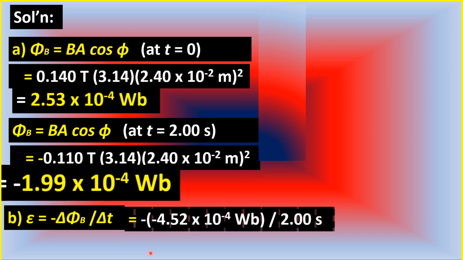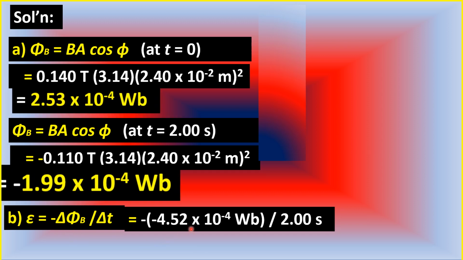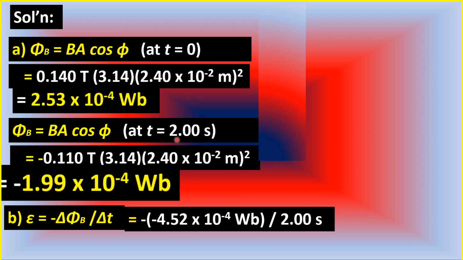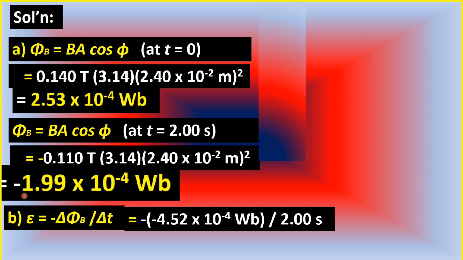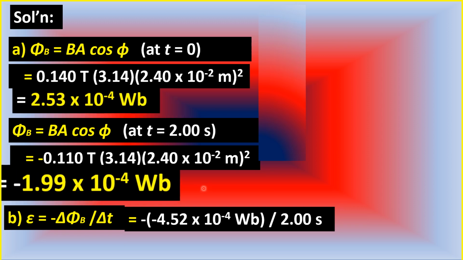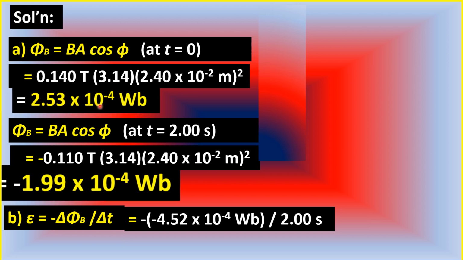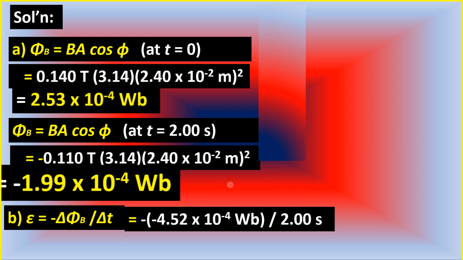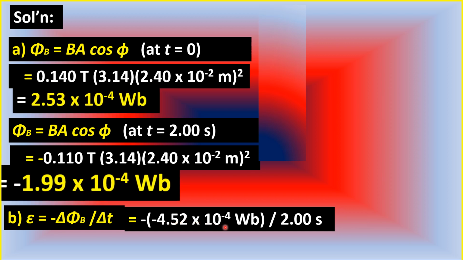So when we substitute, the value of delta phi is simply the difference between the final magnetic flux, that is at time equals 2.00 second, which is negative 1.99 times 10 to the negative 4 Weber, minus the initial magnetic flux at time equals 0, which is 2.53 times 10 to the negative 4 Weber, and we will get the delta phi, or change in the magnetic flux, equal to negative 4.52 times 10 to the negative 4 Weber.